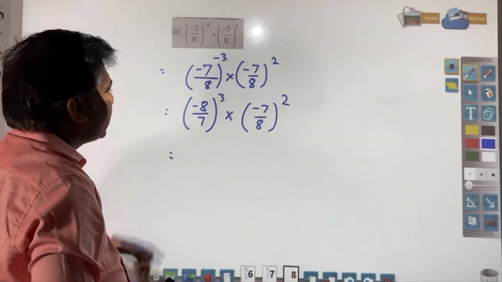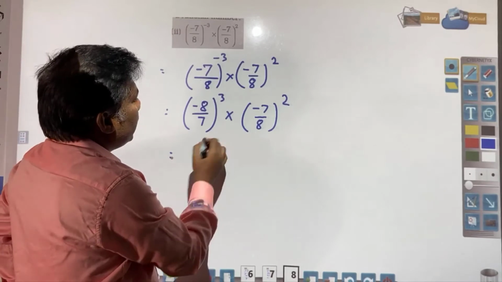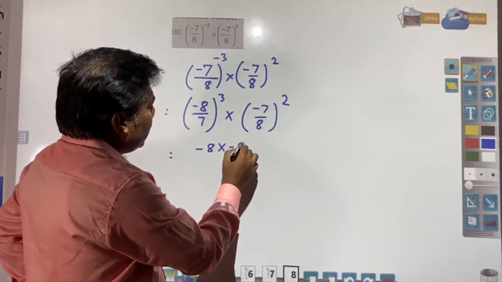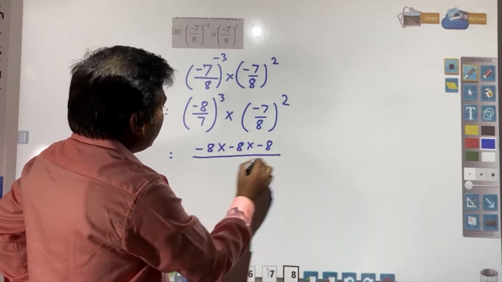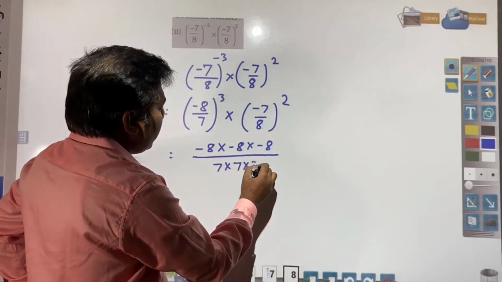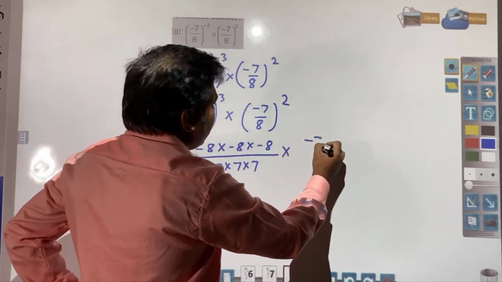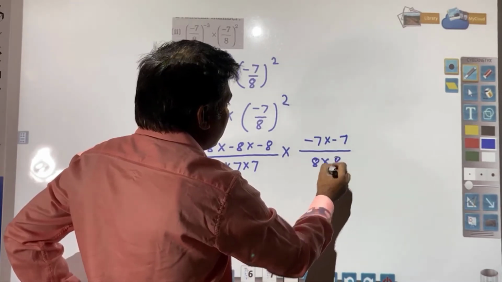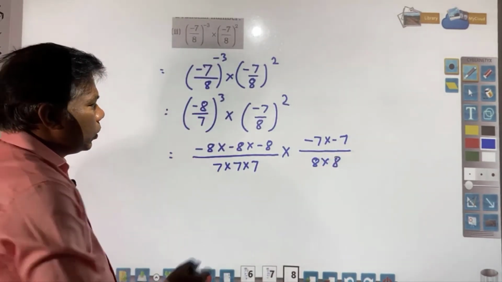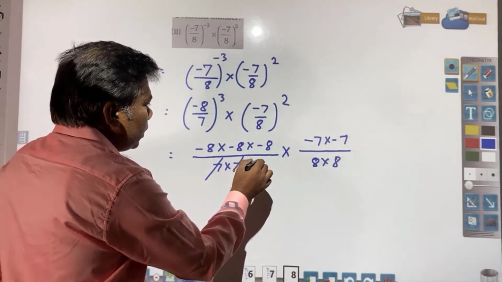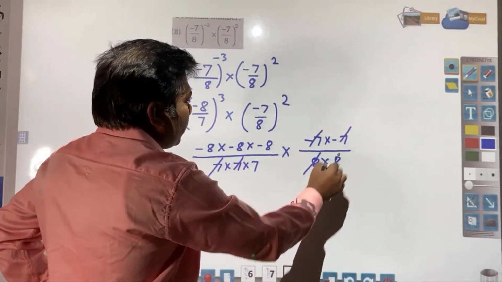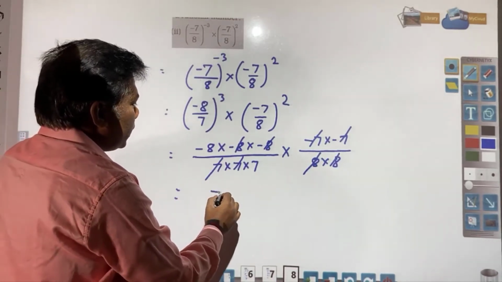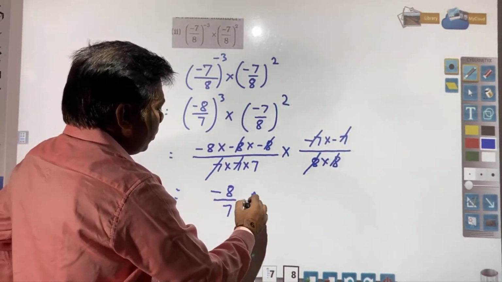Now here you see, simply it can be written in this way also: minus 8 into minus 8 into minus 8 divided by 7 into 7 into 7, into minus 7 into minus 7 divided by 8 into 8. In this way also it can be solved. So just you see this will be cancelled, this will be cancelled, and you will be left with minus 8 by 7, and this will be your answer.